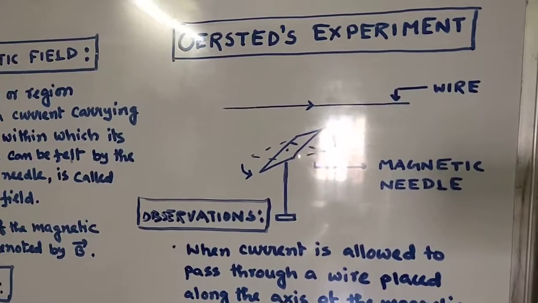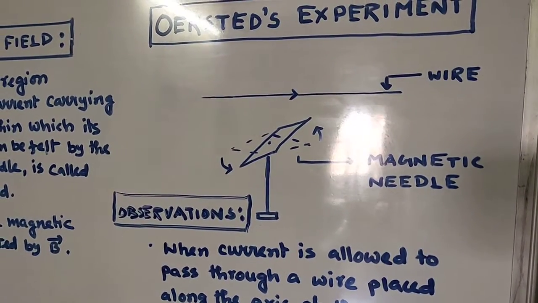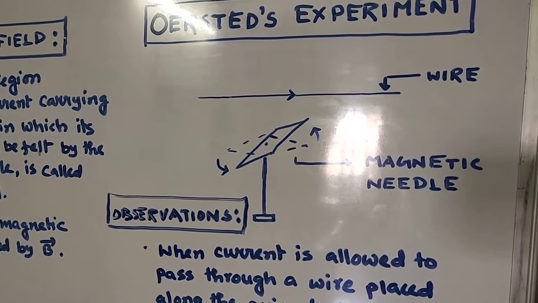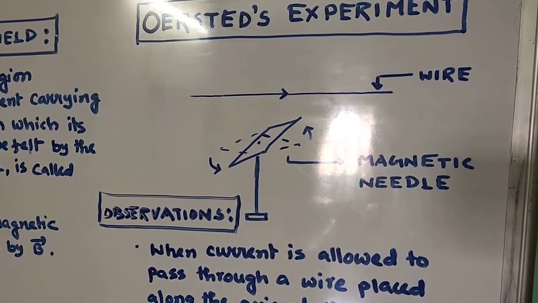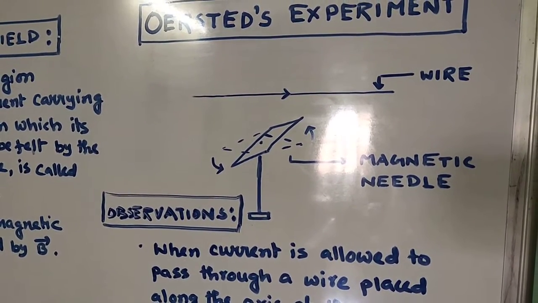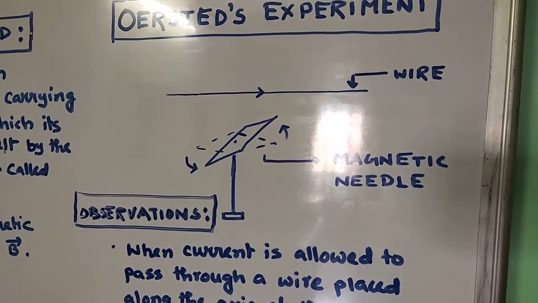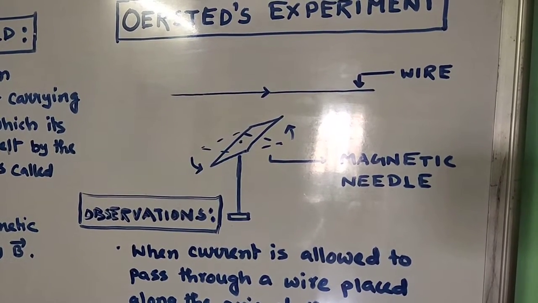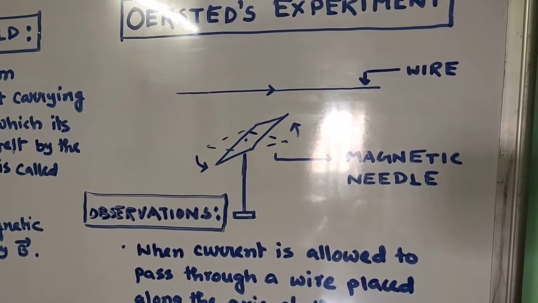What is this experiment basically? This experiment shows that there is a magnetic field whenever there is a current. Now you see in the figure, a wire is there through which current is flowing, and the direction of current is given by the arrow. Below the wire there is a magnetic needle. The dotted sign of the magnetic needle shows the needle when there is no current through the wire.